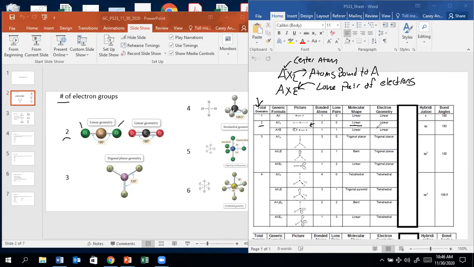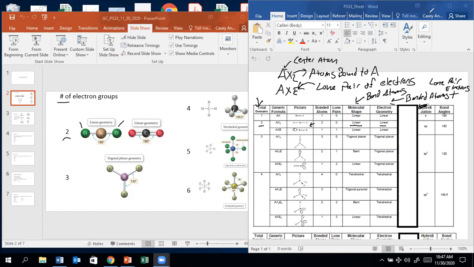The electron geometry. So what's different between electron geometry and molecular geometry? The molecular shape is the bonded atoms, right? What geometry do the atoms being bonded make? And the electron geometry is the bonded atoms plus lone pair electrons. So that's what electron geometry means.